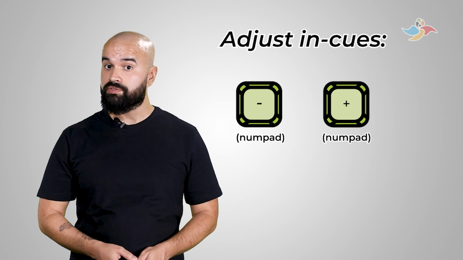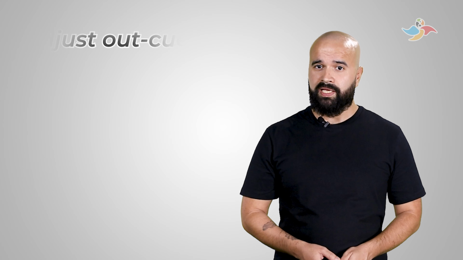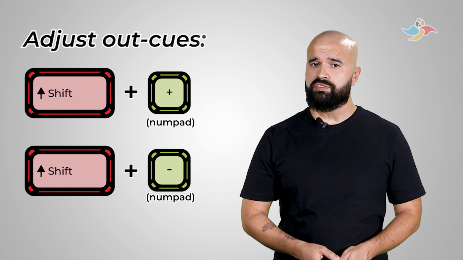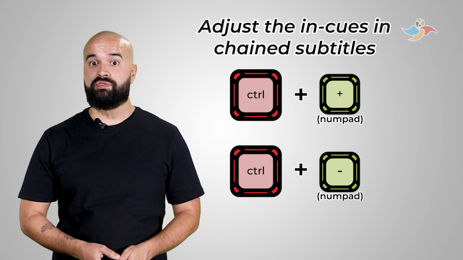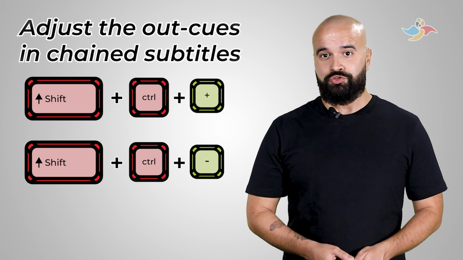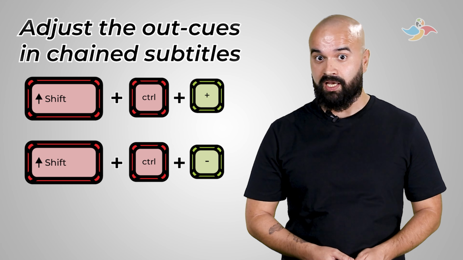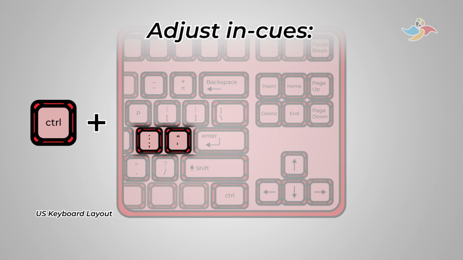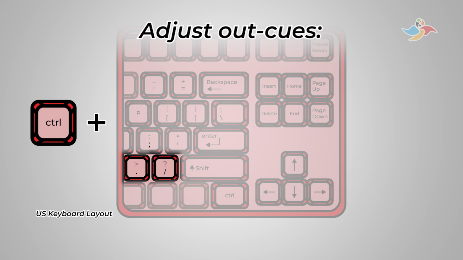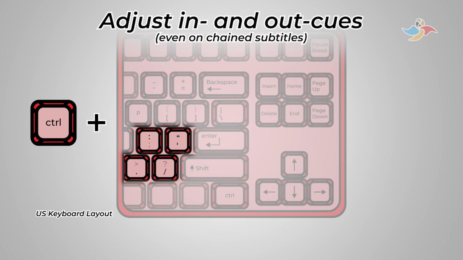On the numpad, use numpad plus and numpad minus to adjust the in cues, Shift numpad plus and Shift numpad minus to adjust the out cues, Control numpad plus and Control numpad minus to adjust the in cues and chain subtitles, and Shift Control numpad plus and Shift Control numpad minus to adjust the out cues and chain subtitles. On the main keyboard, using the United States layout as a reference, Control semicolon and Control apostrophe to adjust the in cues, Control period and Control slash to adjust the out cues, and these shortcuts always affect chain subtitles.